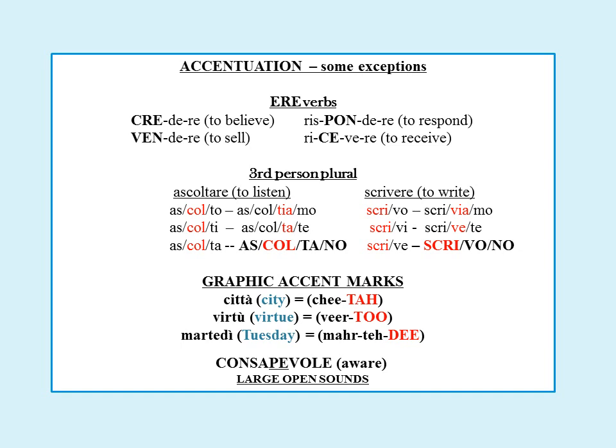There are also many Italian words that are actually written with an accent mark. Usually it will be a grave accent mark, the one that goes from top left to bottom right. In those cases, there is no guesswork needed. The stress goes on the syllable containing the accent mark. Some examples are città, virtù, martedì.